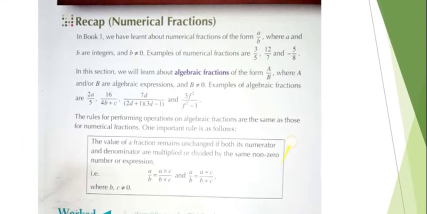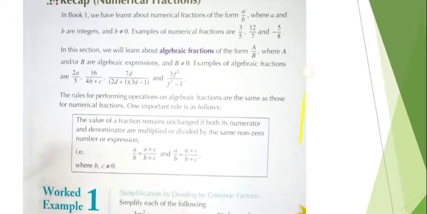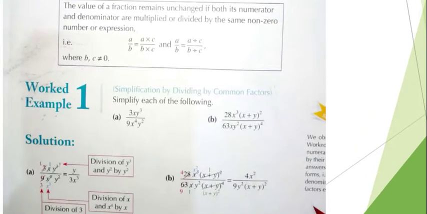Okay, I'm just going to skip this. Now what we are going to learn here is to simplify algebraic fractions. So let's look at worked example 1. Simplify each of the following. So we have 3xy cubed over 9x to the power of 4 y squared.